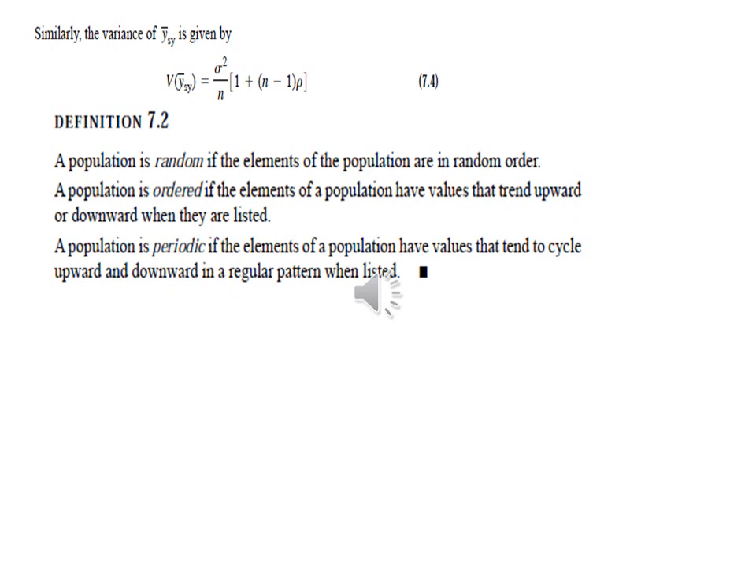This is the definition of population: random, ordered, and periodic. Again, a population is random if the elements of the population are in random order. A population is ordered if the elements have values that trend upward or downward when they are listed. A population is periodic if the elements have values that tend to cycle upward and downward in a regular pattern when listed.